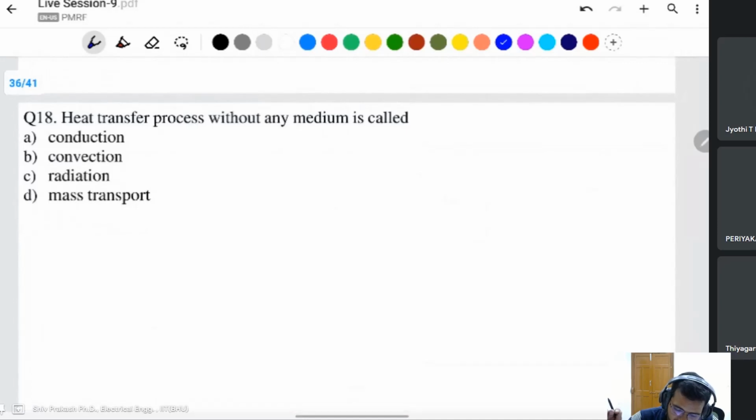Next one, the heat transfer process without any medium. The radiation, without any medium.